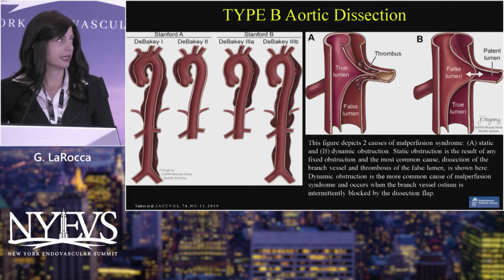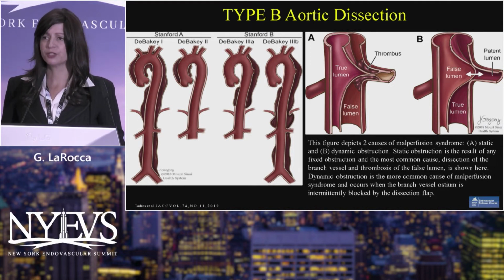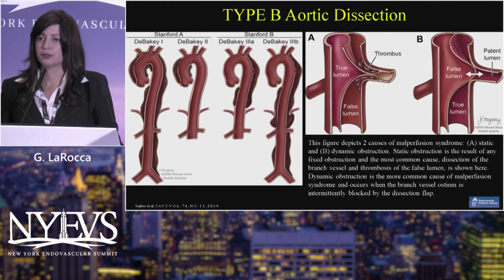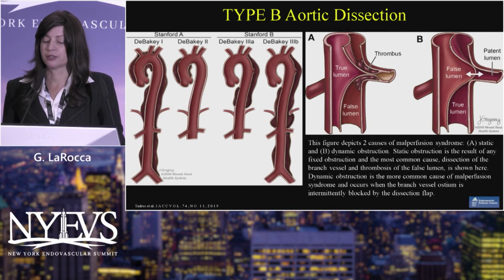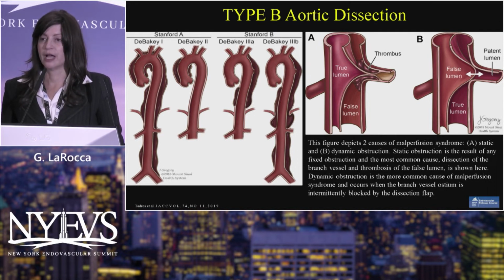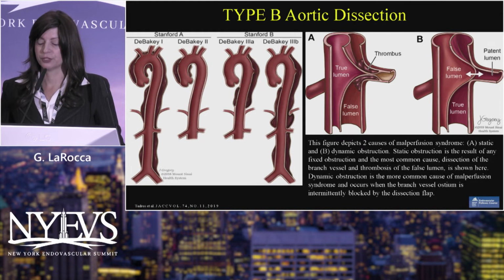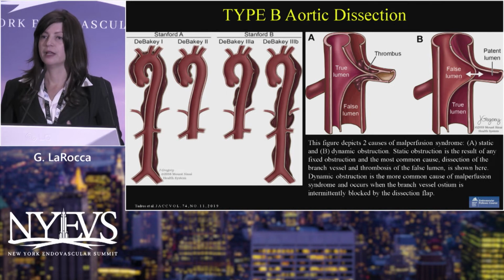But if you look at the second figure on the right, this figure actually depicts what we just mentioned about the two causes of malperfusion syndrome, both static and dynamic obstruction. Static obstruction, as you can see in A, is the result of any fixed obstruction, and the most common cause is dissection of the branch vessel and then thrombosis of that false lumen. The dynamic obstruction, however, is actually more common in malperfusion syndrome, and it's caused by a branch vessel ostium that is intermittently blocked by the dissection flap.